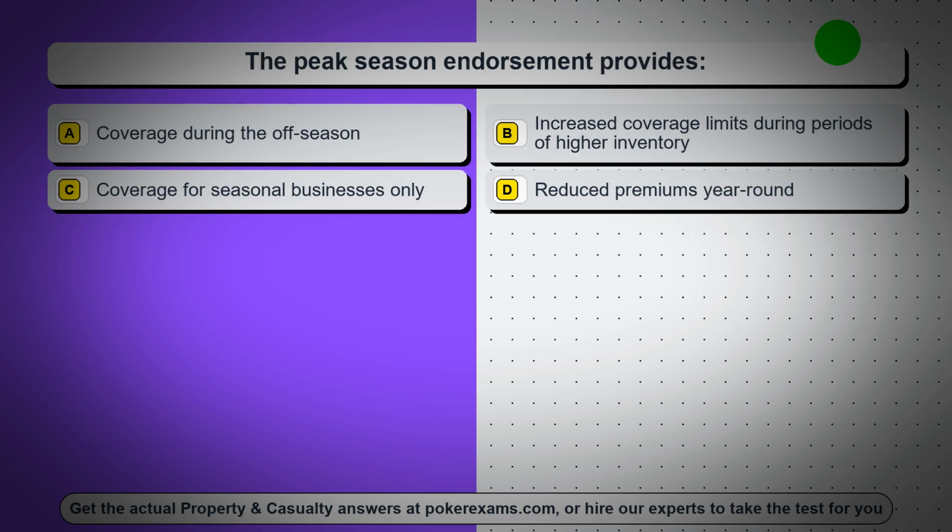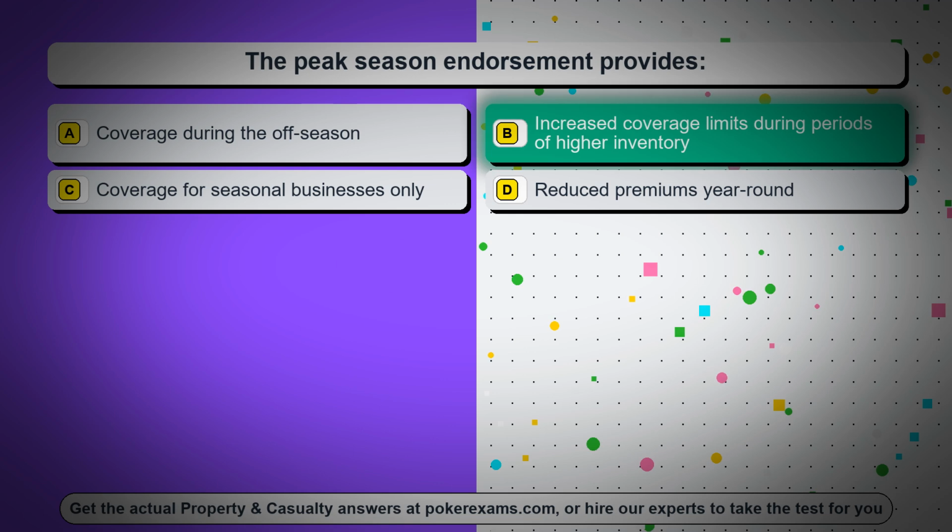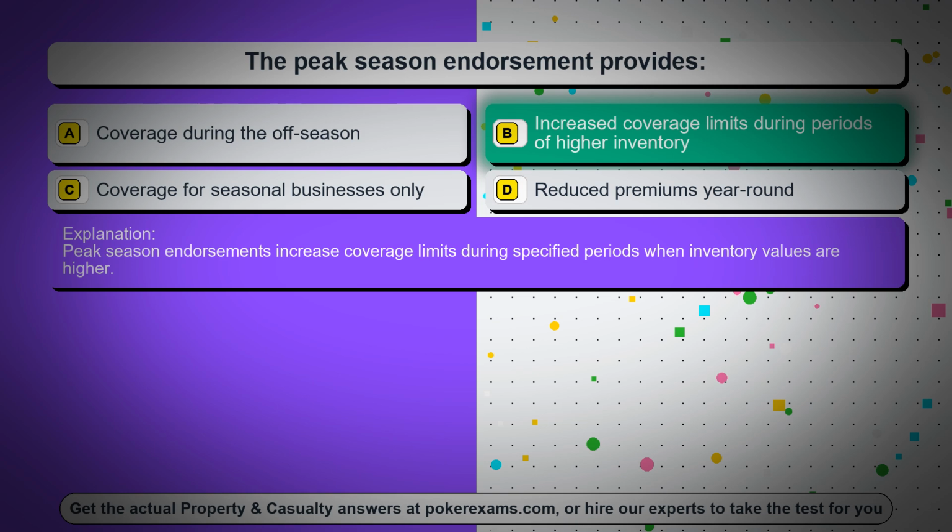Question 45. The peak season endorsement provides. Option A, coverage during the off-season. Option B, increased coverage limits during periods of higher inventory. Option C, coverage for seasonal businesses only. Option D, reduced premiums year-round. The correct answer is option B, increased coverage limits during periods of higher inventory. Peak season endorsements increase coverage limits during specified periods when inventory values are higher.